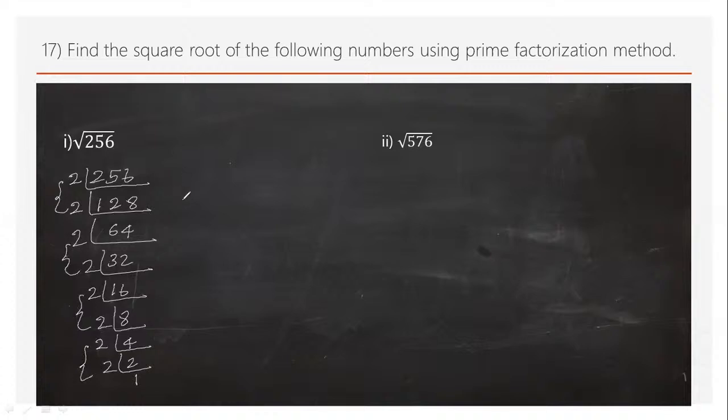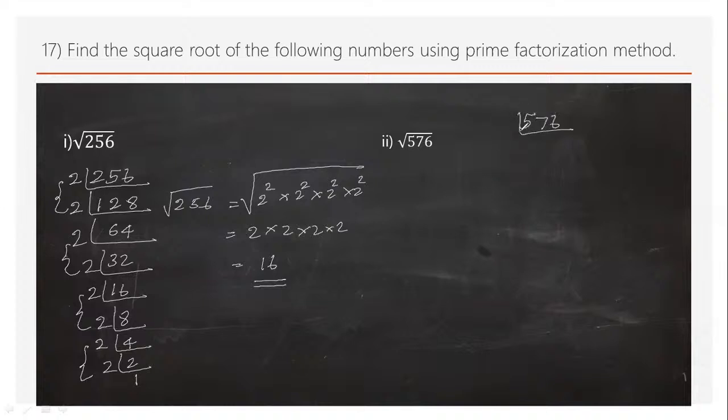That is 256, and its square root equals 2 to the power 2 into 2 to the power 2 into 2 to the power 2 into 2 to the power 2, square root. We have learned if there are even number of powers, we can divide by 2, right? It means 2 into 2 into 2 into 2: 2 times 2, 4 times 2, 8 times 2, 16. Square root is 16.